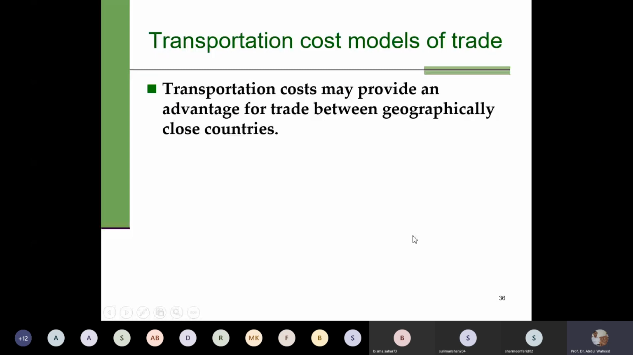So transportation costs may provide an advantage for trade between geographically close countries. Those who are closer will have lower transportation costs, and then more goods would be tradable. And those countries which are far away will have higher transportation costs, and then many products would become non-tradable.